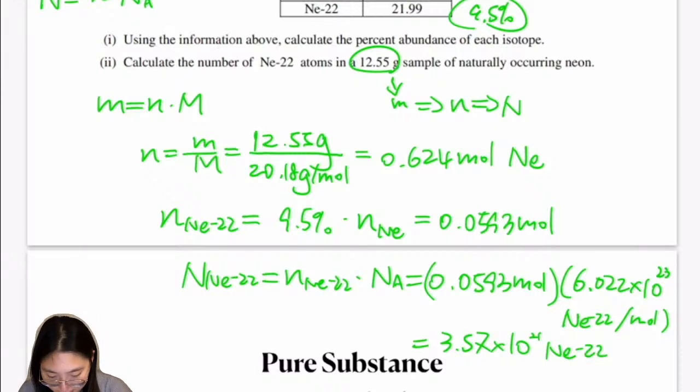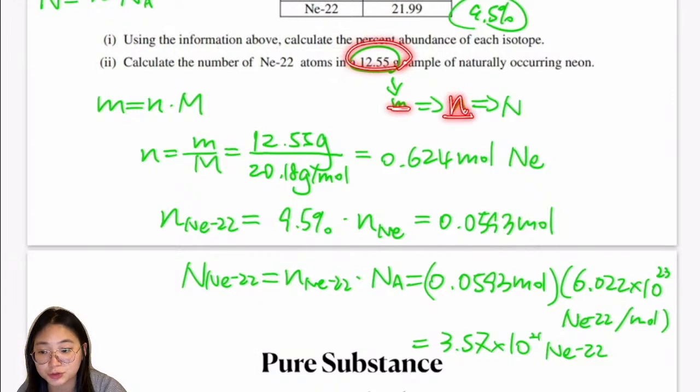So there are 3 steps. Again, there are 3 steps for part 2. Part 1 was pretty easy. There are 3 steps for part 2. The first step is to convert from the mass of the sample to the moles.